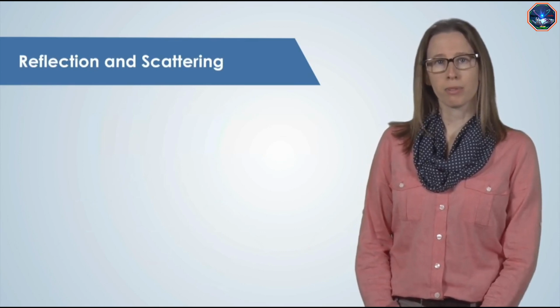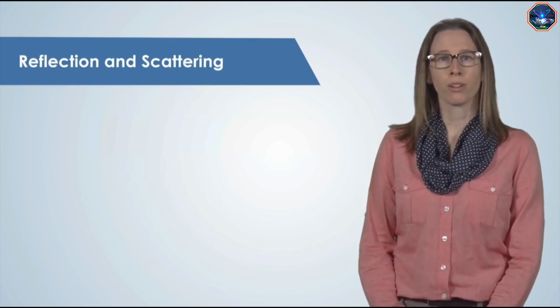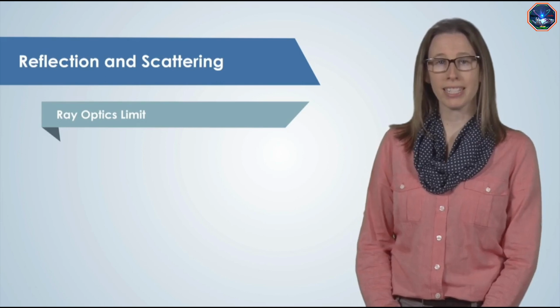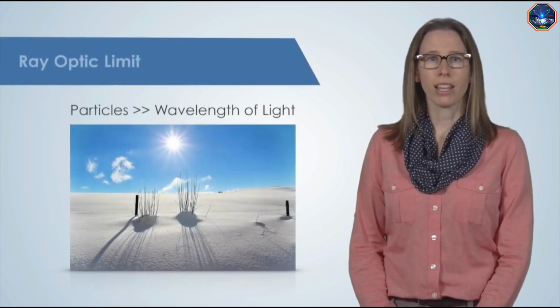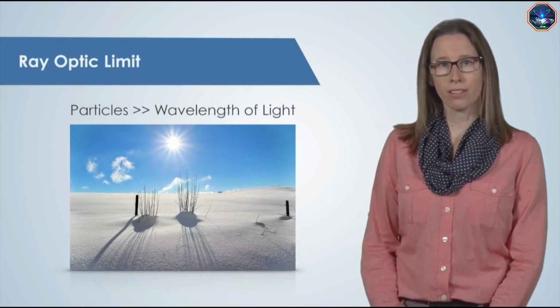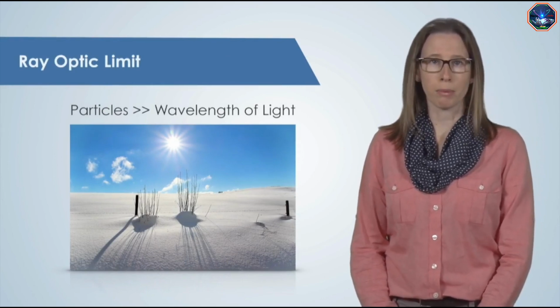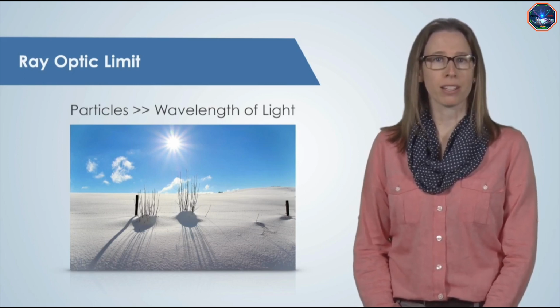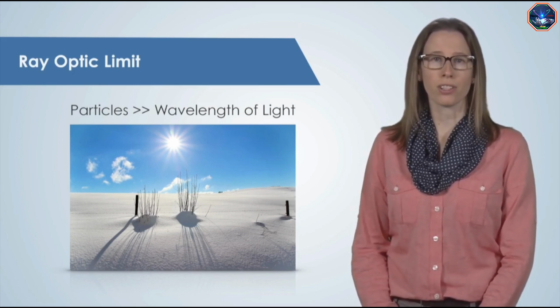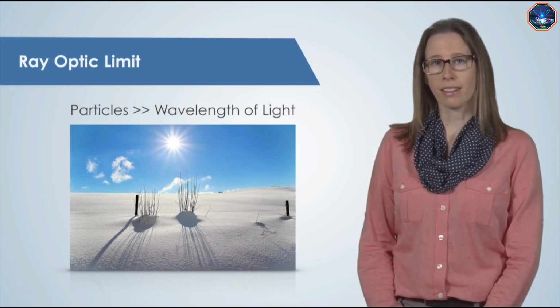There are three different types of reflection and scattering: reflection in the ray optics limit, Rayleigh scattering, and Mie scattering. In the ray optics limit, the wavelength of light is much smaller than the particles. In the winter, snow can look especially bright because sunlight reflects off the rough snowflakes and reflects the sunlight back to our eyes.